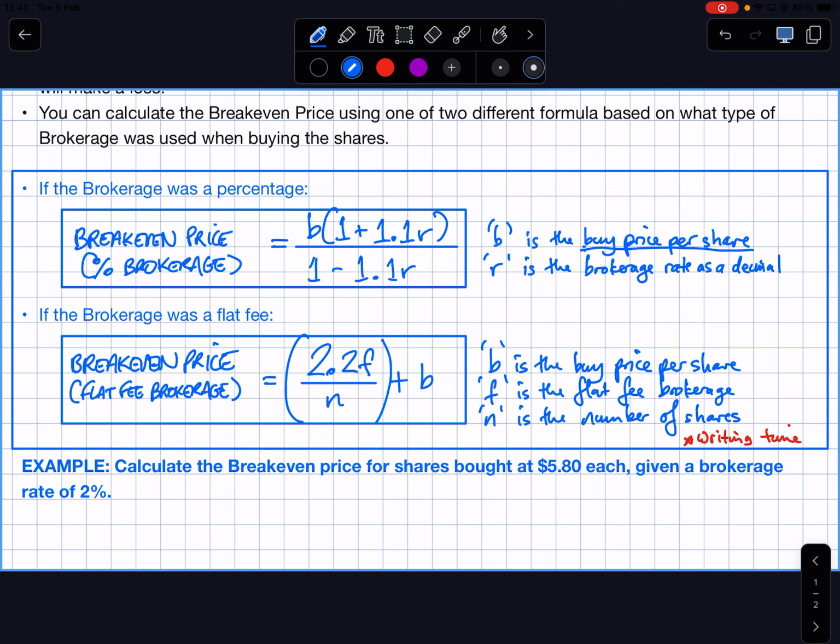If your break-even price is a flat fee, you have a slightly simpler formula. According to BEDMAS, what does B stand for? Bracket. Are there brackets in those formulae? So there's something that you need to do first. If you don't do it in the right order, you'll probably get the answer wrong. So follow BEDMAS. Break-even price when it's a flat fee brokerage, you have 2.2F over N, all in brackets, so do that first. And then you add the buying price per share.